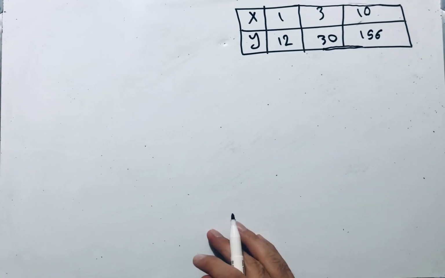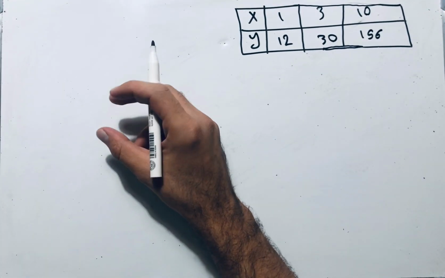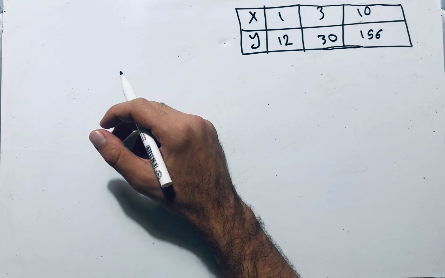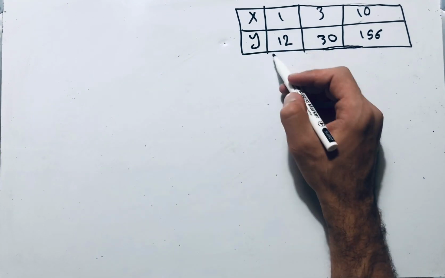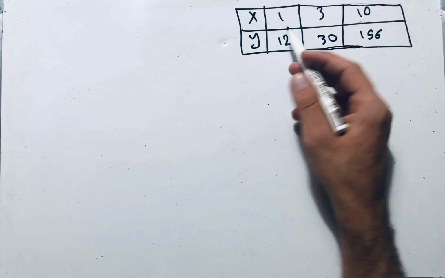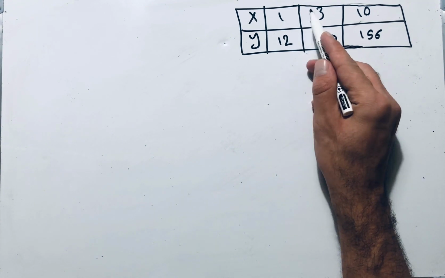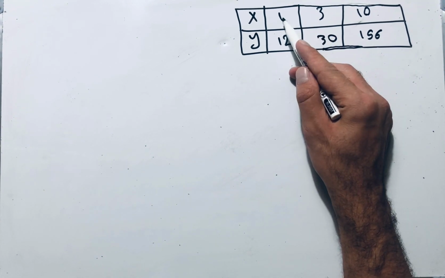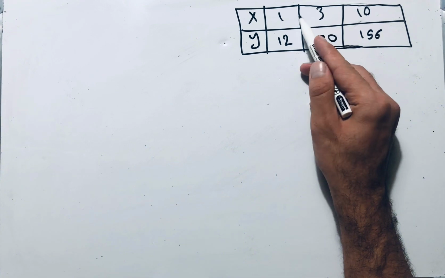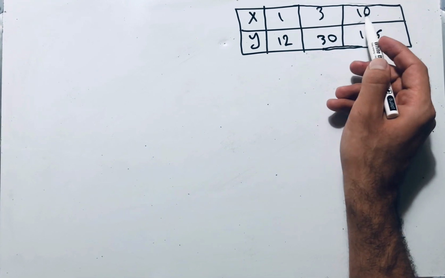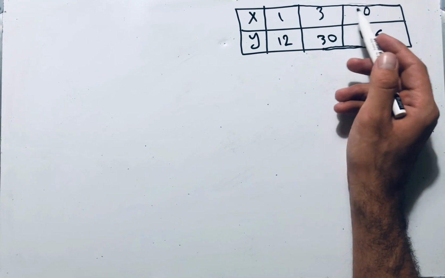Hello everyone, in this video we're going to be talking about how to find an interpolation formula for this table. As we can notice, the distance between x is not the same. The distance between 1 and 3 is 2, and between 3 and 10 is 7, something very different.